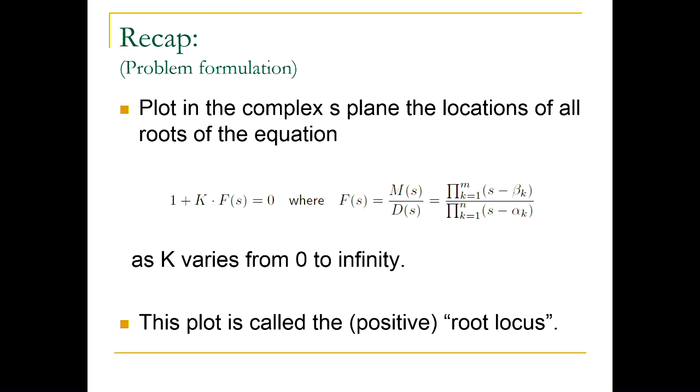So, but what is the number of branches? Well, the number of branches is the maximum between n and m. So it's the maximum between the number of zeros and the number of poles. Right?